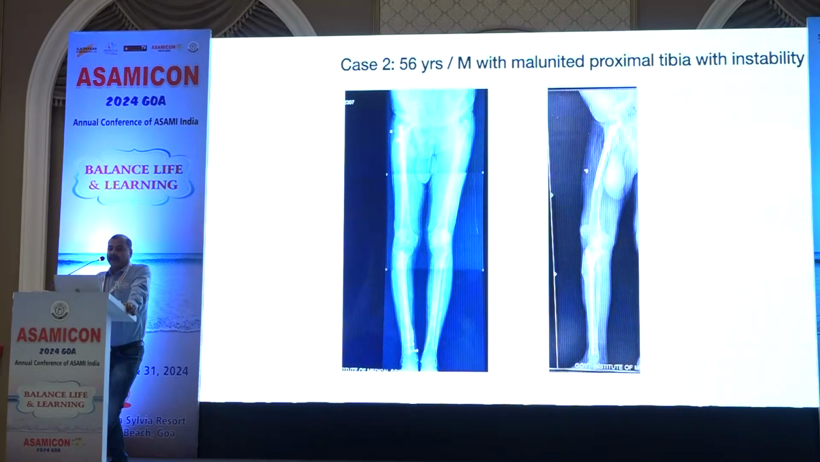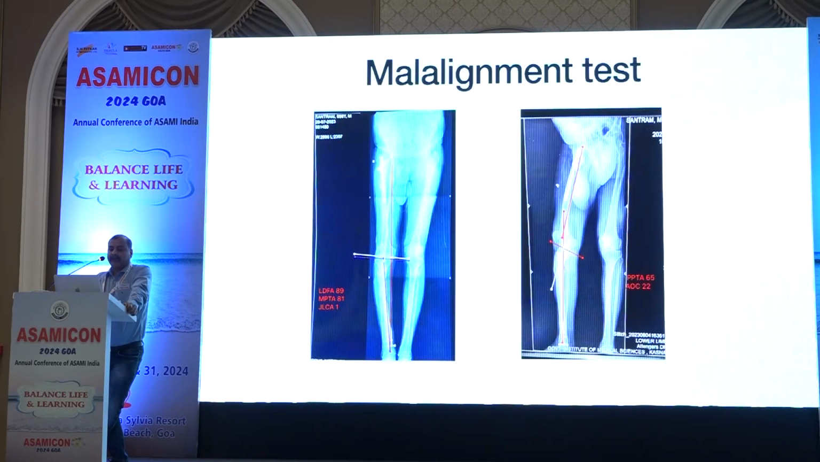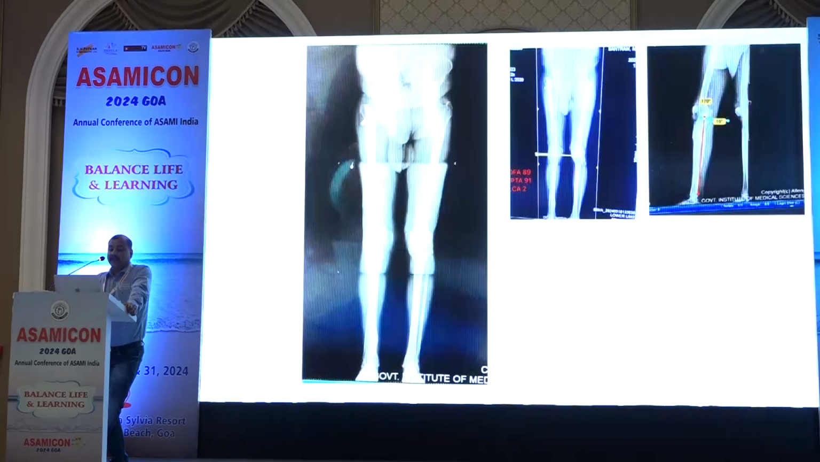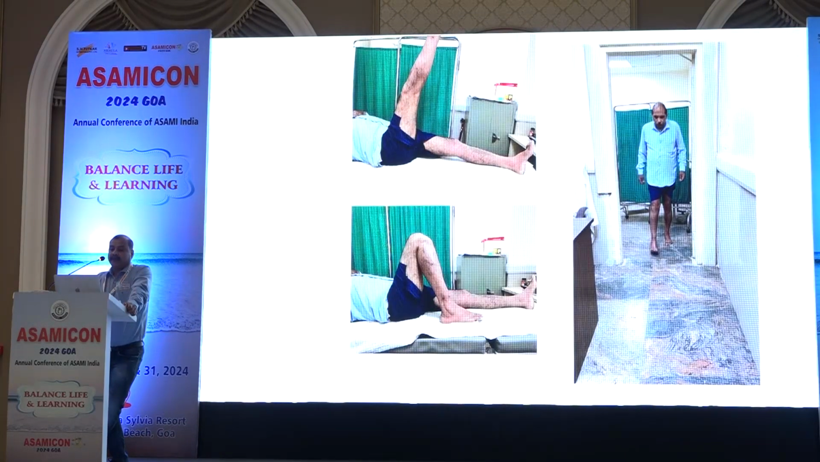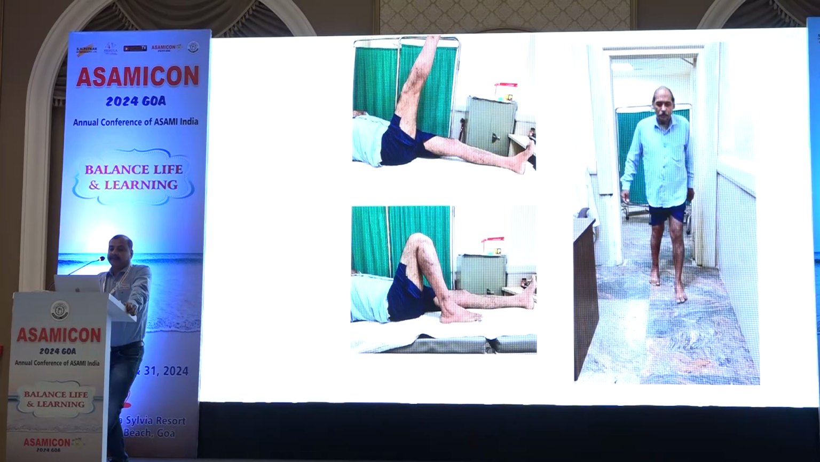Next, a 56-year-old male with malunited proximal tibia with instability. The patient had a malunited tibia fracture with ACL instability, and the malalignment test showed an oblique plane deformity, which we corrected with the fixator. This is the final correction, and the patient is able to walk very well.